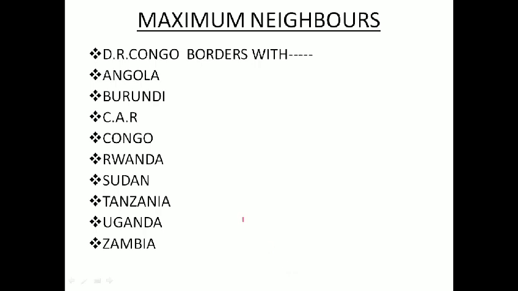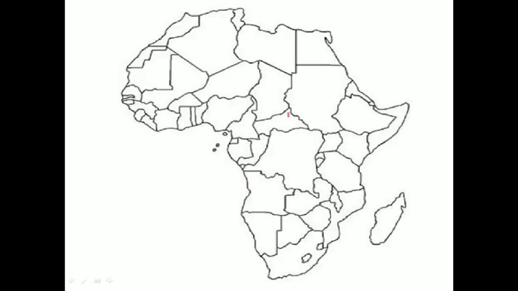Next. Now here what we wanted to teach is maximum neighbors. So when you have observed the map, you need to find out how many countries are surrounding a particular nation. So maximum number of countries surrounding a particular country. So here we have Democratic Republic of Congo. This is Democratic Republic of Congo. So how it is surrounded by different countries. Okay, you see, these are all countries surrounding it.